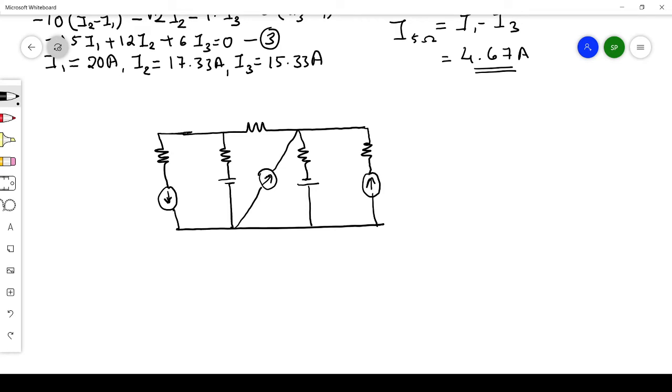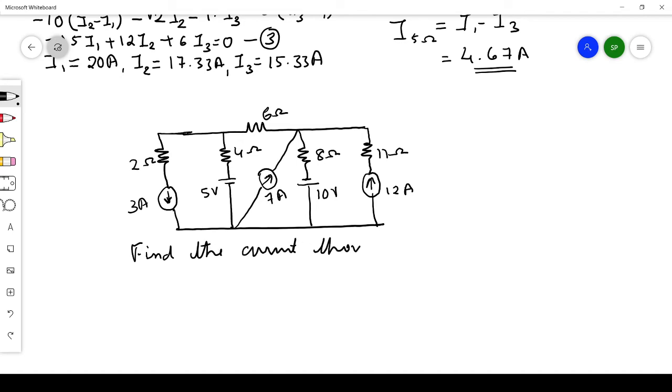Let me write the values: 2 ohm, 3 ampere, then here it is 6 ohm, the values are given, then 4 ohm, and this voltage source is 5 volt. And this current source is 7 amperes, then this resistor is 8 ohm, then we have a 10 volt battery, then we have an 11 ohm resistor here, then we have a 12 ampere current source there. So this is the circuit, and the question is to find the current through the 8 ohm resistor.